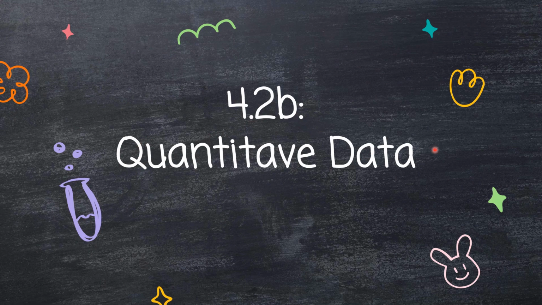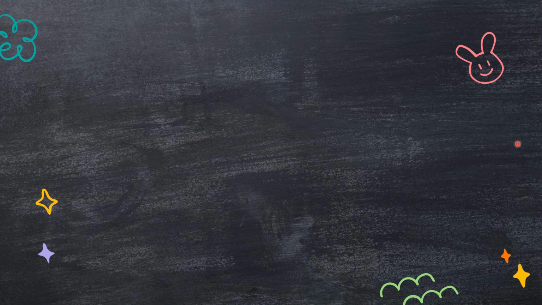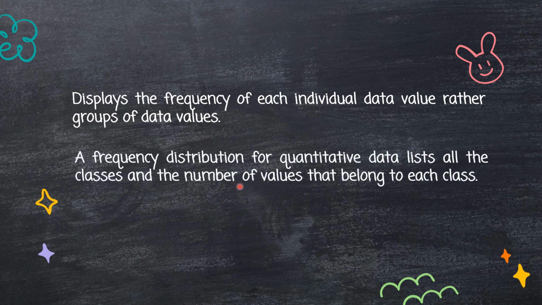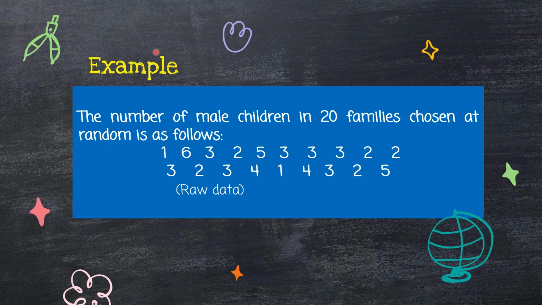4.2b Quantitative data. It displays the frequency of each individual data value, rather than groups of data values. A frequency distribution for quantitative data lists all the classes and the number of values that belong to each class. Look at the example. The number of male children in 20 families chosen at random is as follows. This gives the raw data.